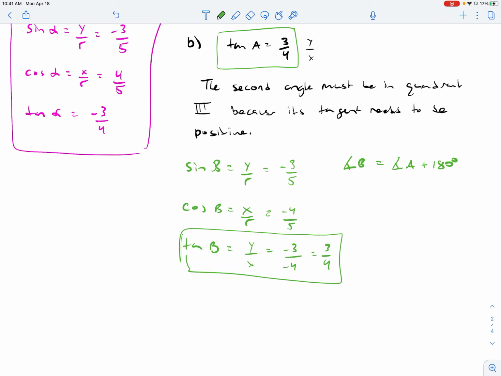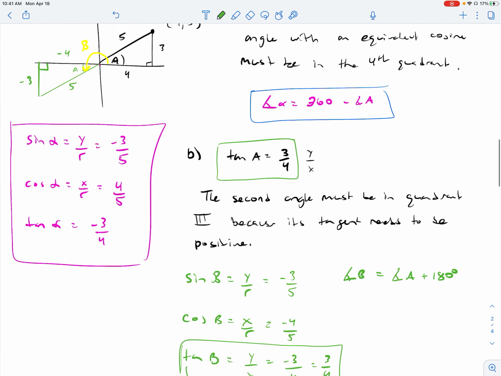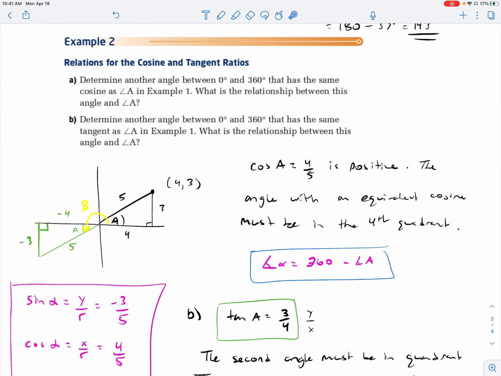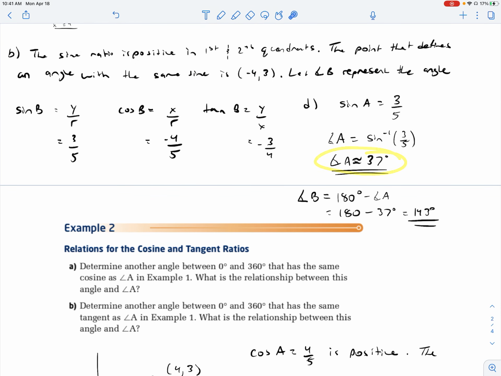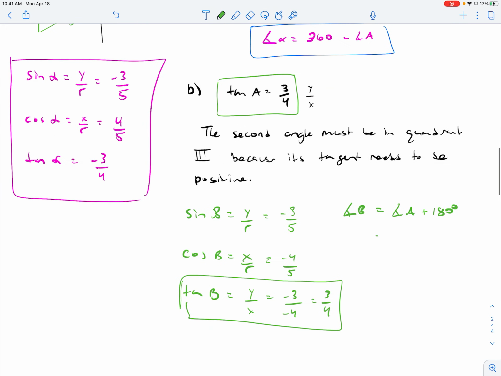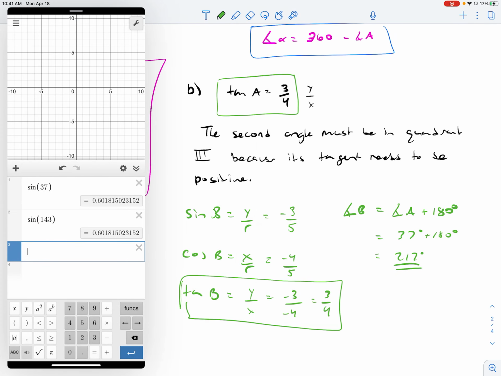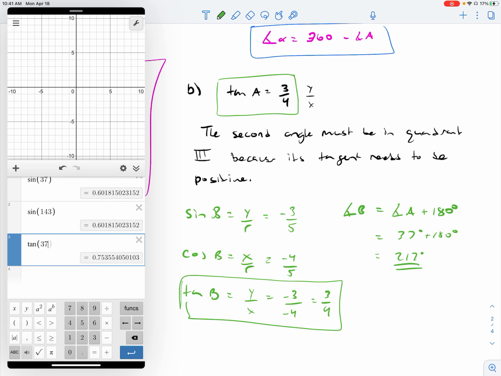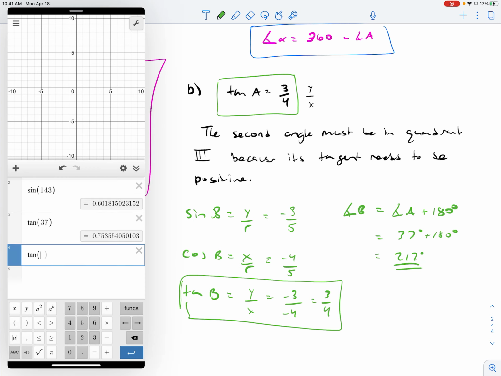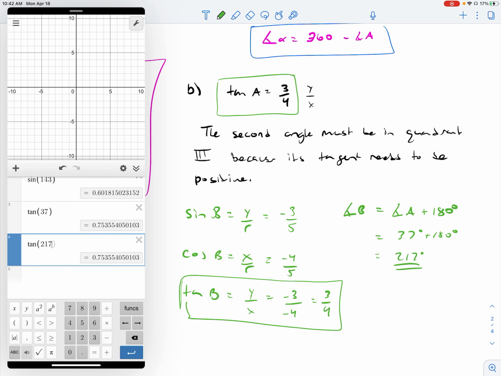Okay. If we wanted to actually calculate angle beta, we already found angle A in the previous question. Remember we said angle A was 37, so I can actually use that to get this angle. I could say 37 plus 180, and that gives me 217. Okay, let's check. Let's see if tan 217 equals tan of 37. Tan of 37, and then we have tan of 217, and we can see they're the same trig ratio.